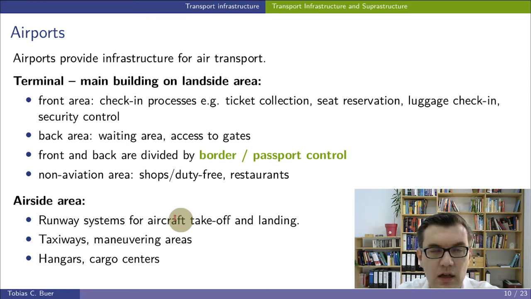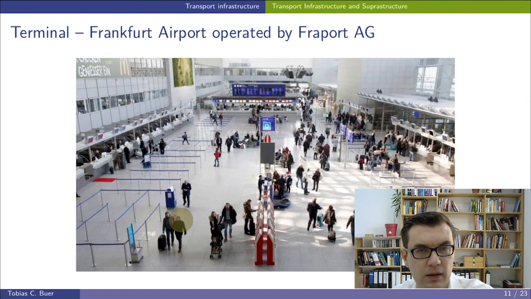On the other hand, outside the terminal, we have the hangars for maintenance of the planes, cargo warehouses, and big areas for maneuvering the planes, supported by taxiways. We have, of course, the runway system where the airplanes take off and land. This is the outside area, outside the main terminal buildings.